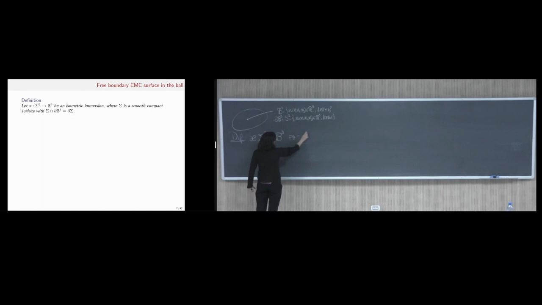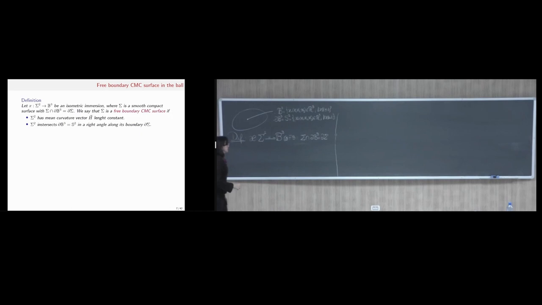if you have that sigma intersect the boundary of the ball is the boundary of sigma. Moreover, we have that the mean curvature is constant. And moreover, you have that the surface intersects the boundary orthogonally. Okay? Let me draw a picture to explain better about this. I remember that I did this definition, but I think it's important to talk a little more about this.